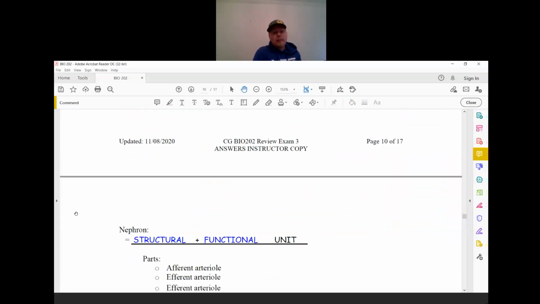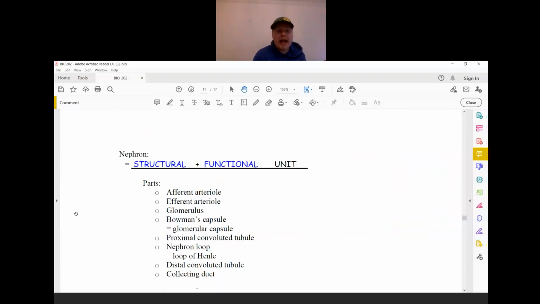And we're going to talk now about the structure known as the nephron. A nephron is an important structure. It is both the structural and functional unit of the kidneys, of the urinary system. And there's a bunch of parts of the nephron that I want you to be familiar with, to identify from a diagram.